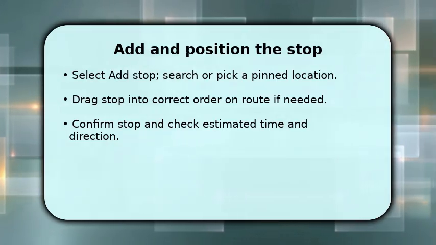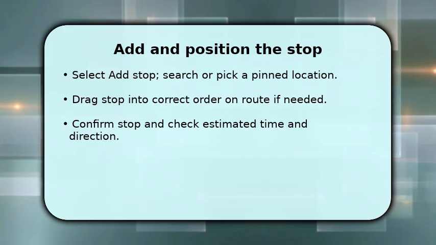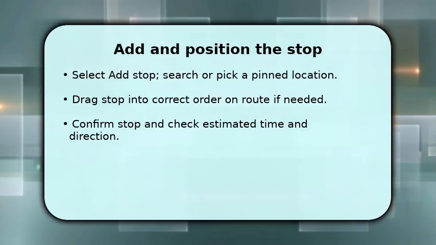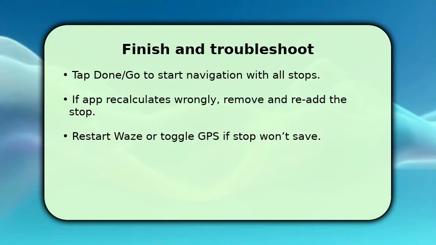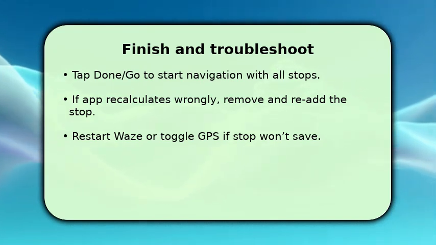Make adjustments if a stop forces a major detour. This helps you balance convenience versus total trip time. Finish by tapping Done or Go to start navigation with your stops in place. Waze will guide you through each waypoint in order.